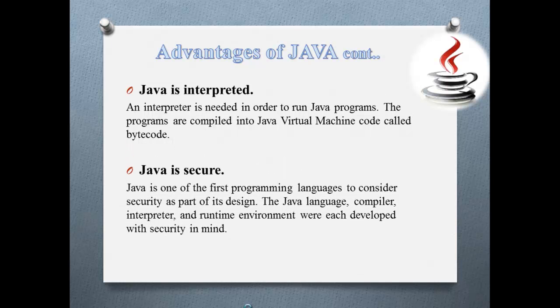Java is secure. Java is one of the first programming languages to consider security as a part of its design. The Java language, compiler, interpreter, and runtime environment were each developed with security in mind.